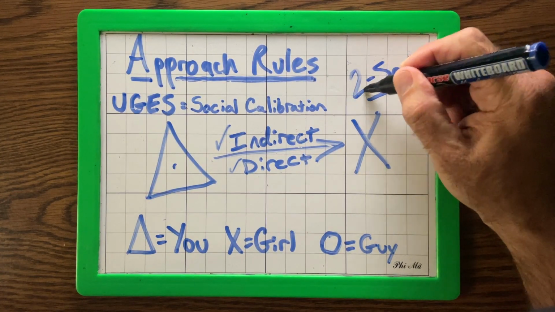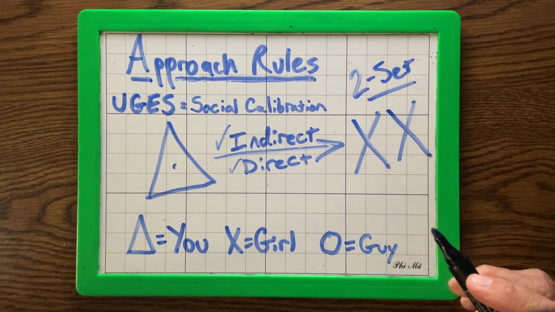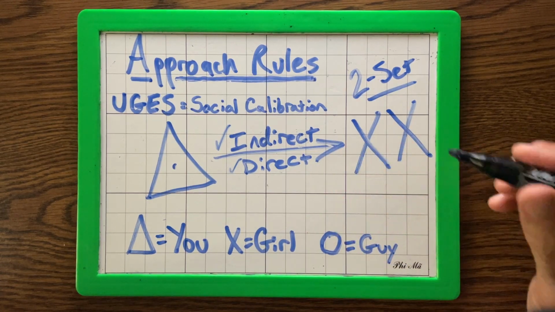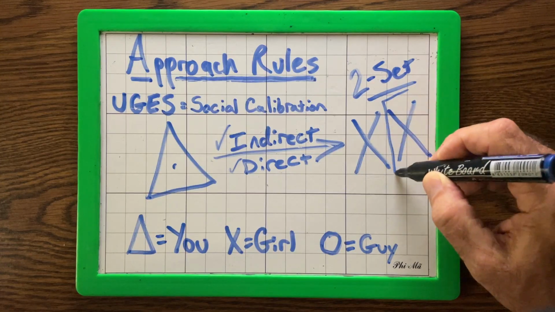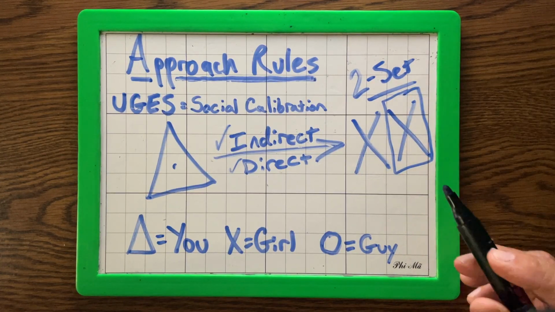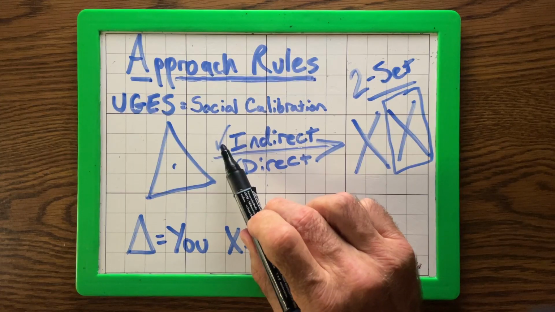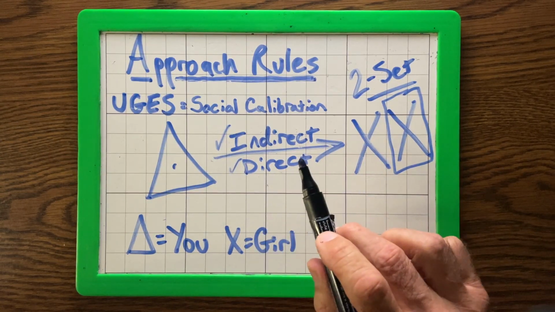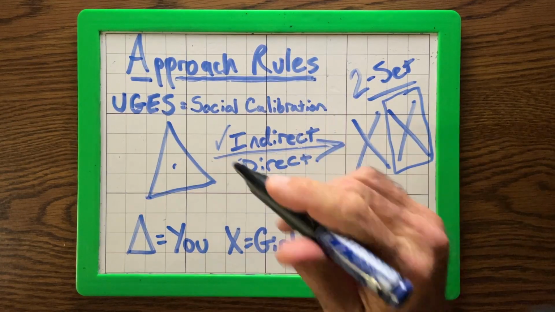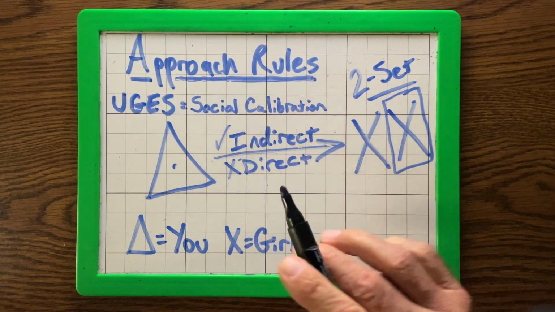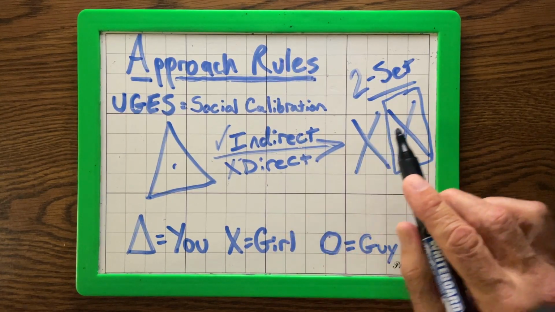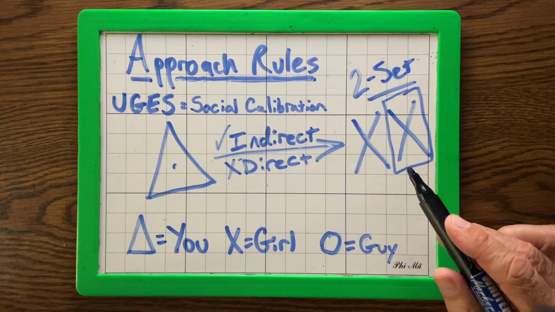We got a 2 set now. In any group, you need to choose one of the 2 girls that's more attractive to you and say, okay, this is the one I'm most interested in. Can we do an indirect cold approach? Sure. Can we do a direct? No, we can't. Anytime there's more than one person, we don't go direct. We go indirect for anything that's a group.